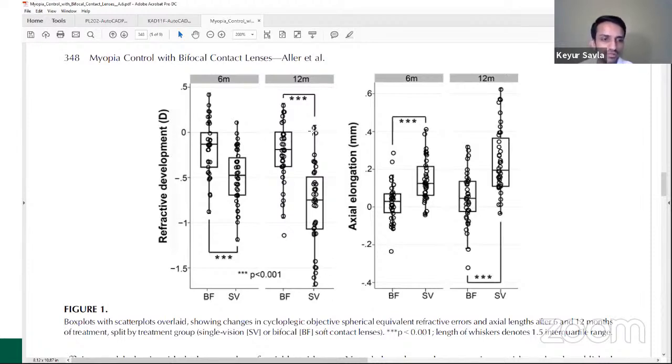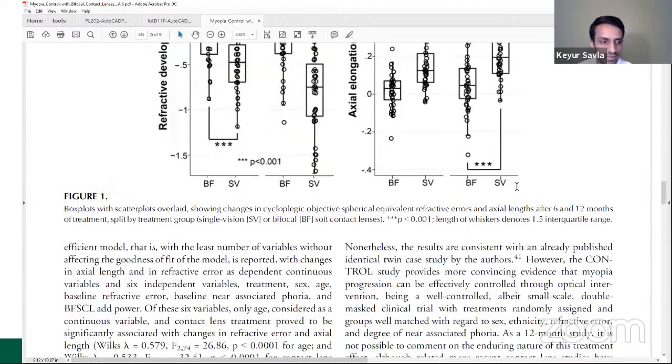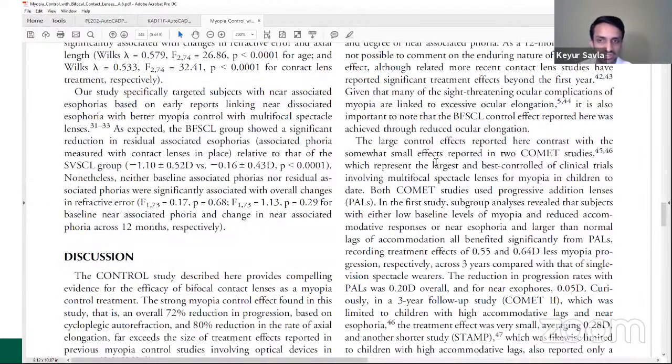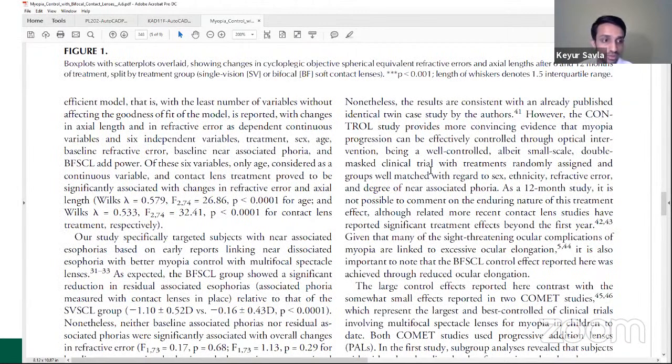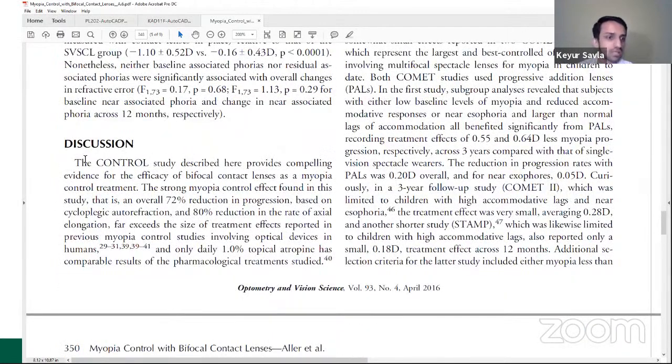Of course, this plot also tells me that there are some patients that did not change at all, and they were probably similar. With axial elongation, this is 0 and this is increased length. So with single vision, I can see that the length has increased. With bifocal, again, I can see that the length has increased. But of course, the variability is very high. So I guess that's the two primary outcomes that they were going to measure, as they said, and I've understood the outcomes. So I'm going to move to the discussion section.